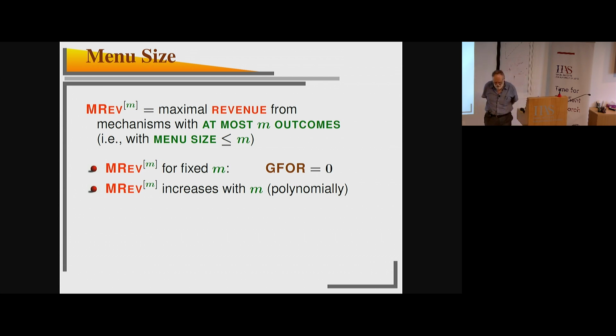Okay. What happens when M increases? When M increases, clearly you can obtain more, because what you can obtain with a menu of size 7, when you have size 8, of course, you can only get better. You have more mechanisms that you can use. It turns out that the increase is polynomial.